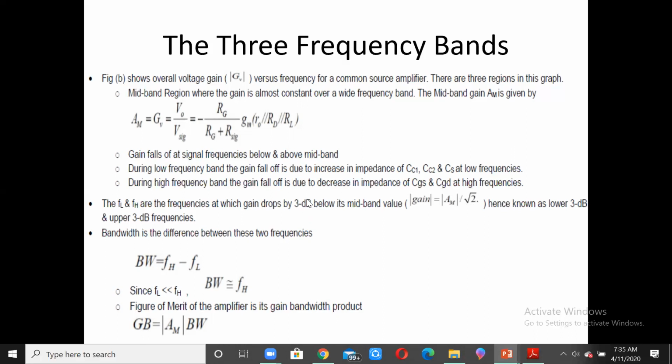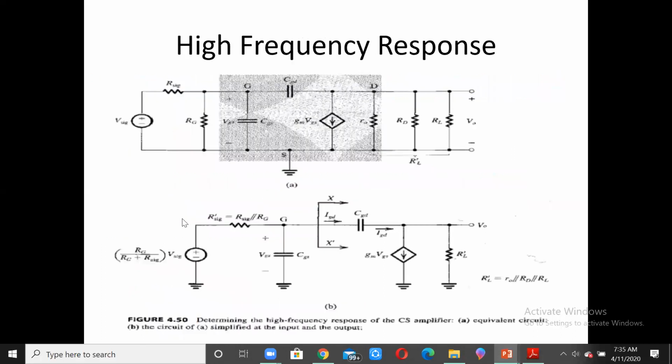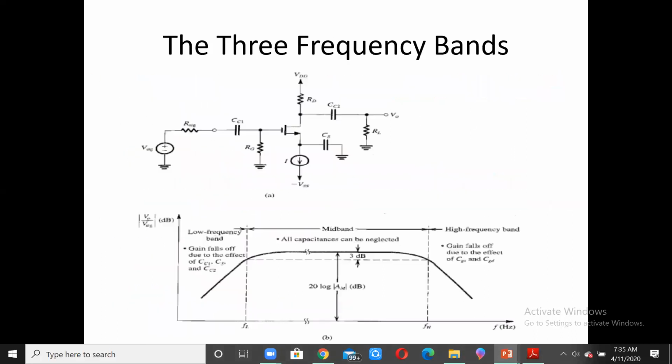And that is 3 dB below, and hence they are known as the lower 3 dB and upper 3 dB frequencies. That just means that at this point we are talking about the point which is this and this, at which it is 3 dB less, and this is the lower 3 dB frequency, and this is the upper 3 dB or higher 3 dB frequency.